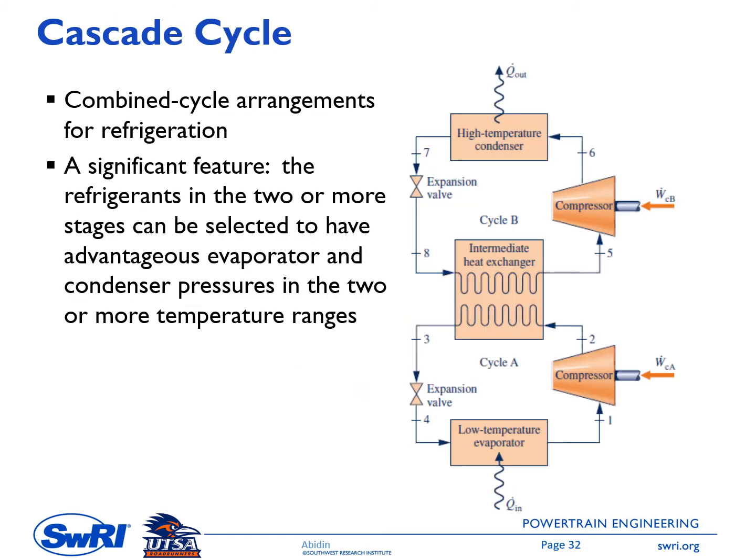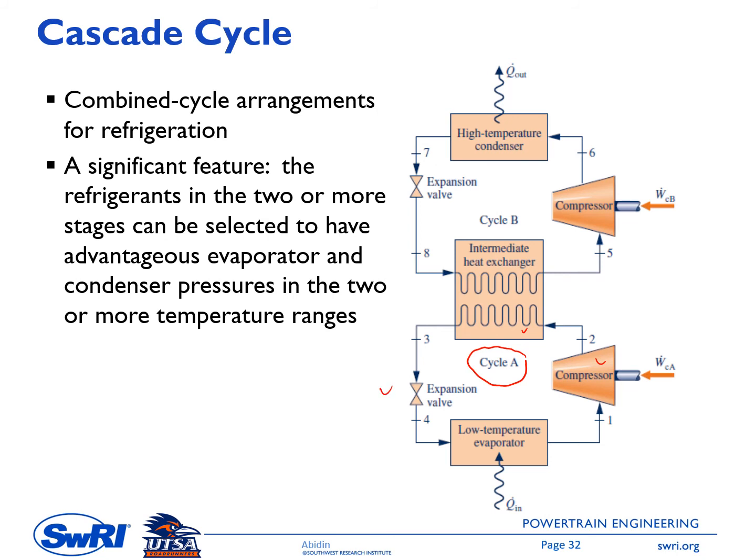The next one is a cascade cycle. So in this case, we combine two refrigeration cycles with the help of an intermediate heat exchanger. So we have cycle A at the bottom here. This cycle A has a low temperature evaporator and then a compressor, and then this one is the condenser side for cycle A, and then the expansion valve.